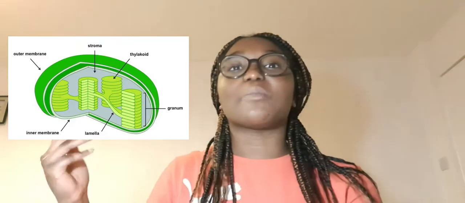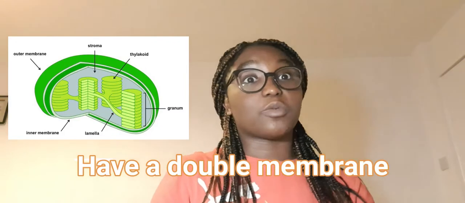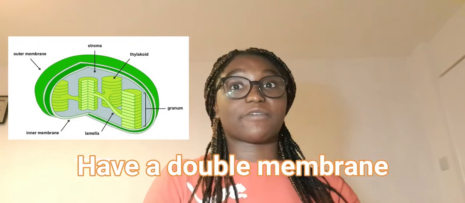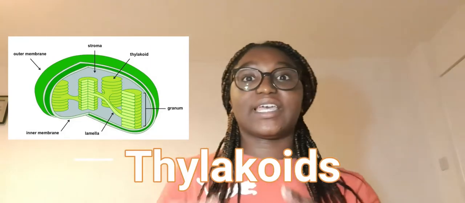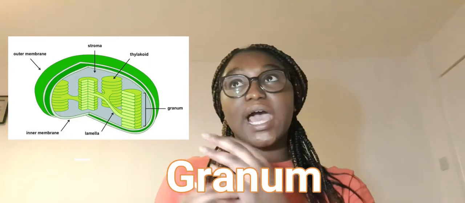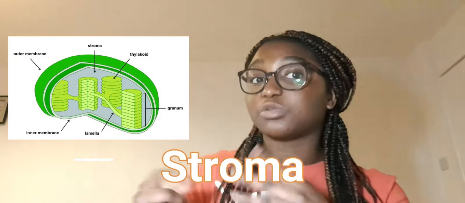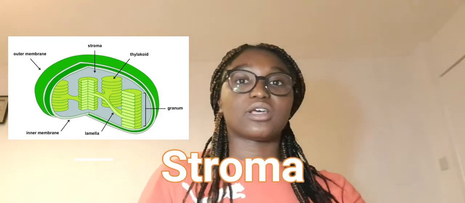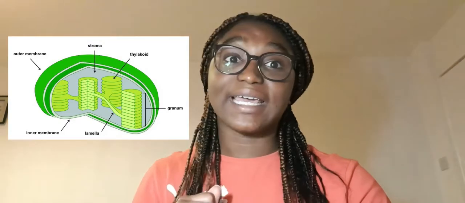Similar to a mitochondria, chloroplast contains a double membrane where the inner membrane contains stacks of flattened sacs called thylakoids. Each stack is called a granum, and chloroplast also contains a fluid-filled matrix, which is called the stroma. And similar to the mitochondria, chloroplasts have their own DNA.